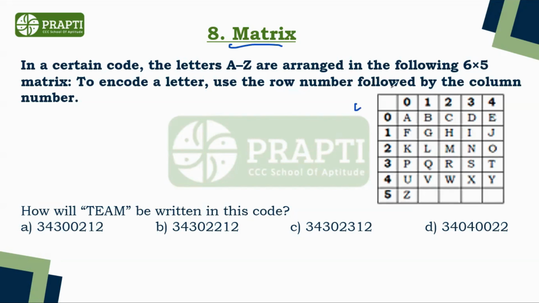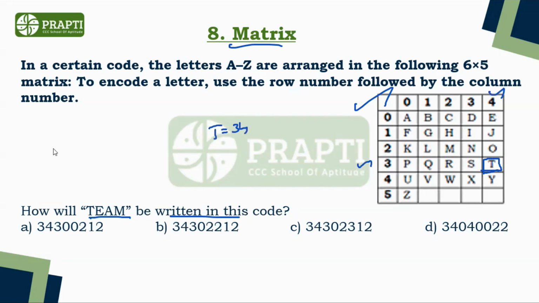Yes, in the same manner, a matrix has been given here. And what they ask you as a question is, how will TEAM be written in this code? So you just see where T is here. T is present here. It is in the third row, fourth column. So T is for 34.